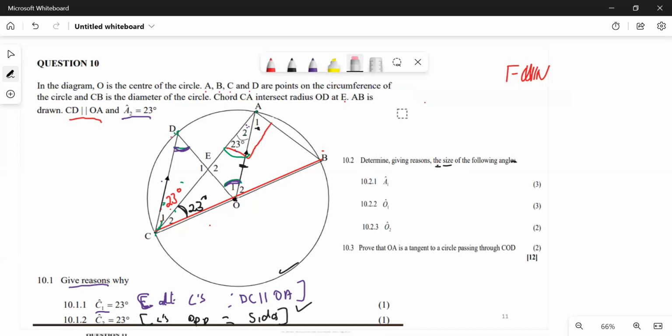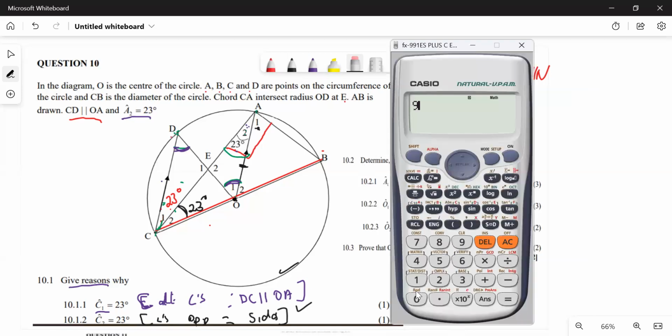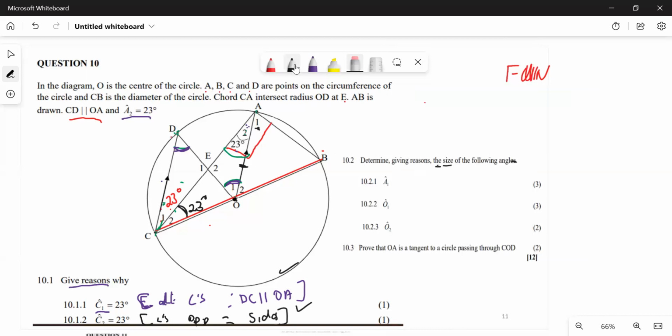It's going to be, let's check it. It's 90 minus 23. So it's 90 minus 23. It's 67 again. So it means you can come and say, okay, this one here is going to be 67 degrees. They will ask you, why are you saying that?